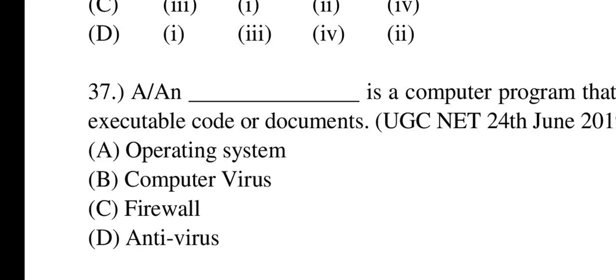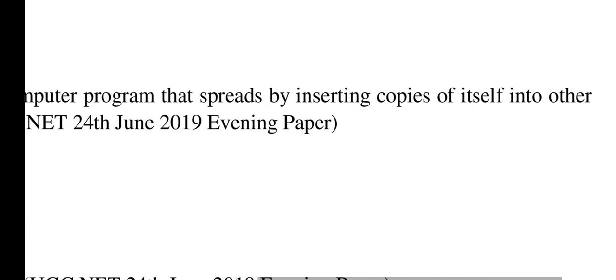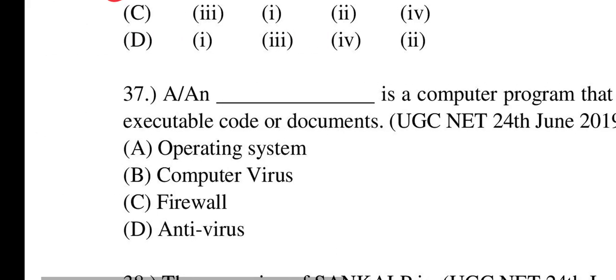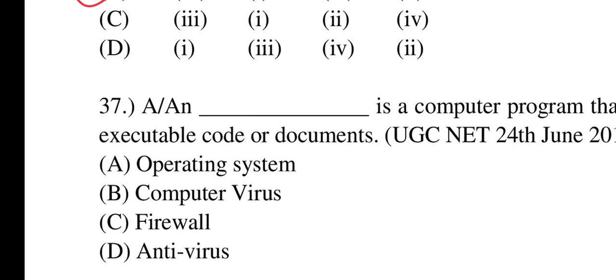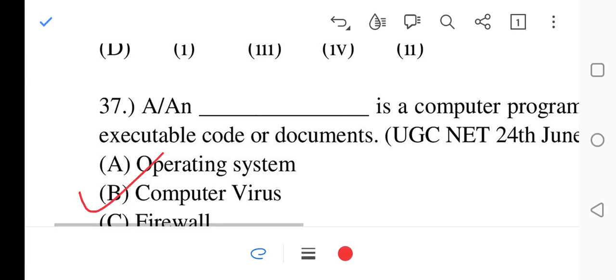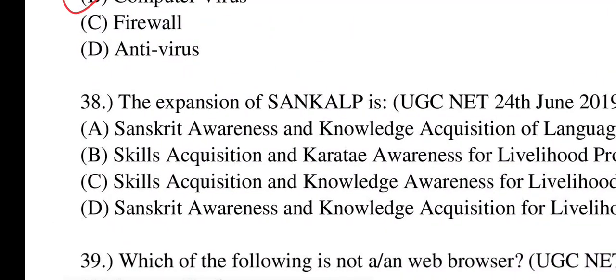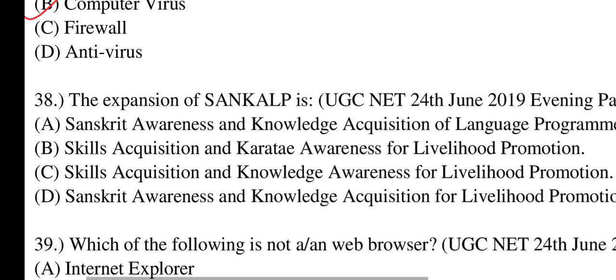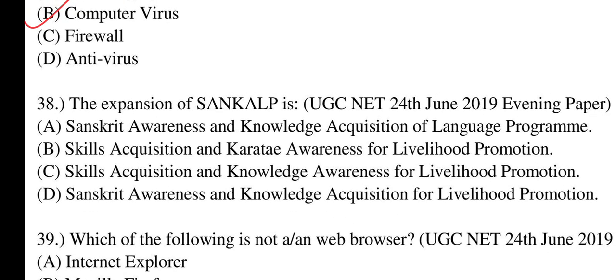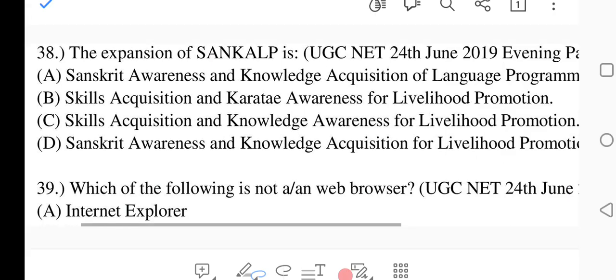37 is saying A slash N dash is a computer program that spreads by inserting copies of itself into other executable code or documents. A, B, C, D: operating system, computer virus, firewall, antivirus. 37, B will be correct, computer virus. 38, the expansion of SANKALP in bracket is what? A, B, C, D: Sanskrit awareness and knowledge acquisition of language program, skills acquisition and karate awareness for livelihood promotion, skills acquisition and knowledge awareness for livelihood promotion, Sanskrit awareness and knowledge acquisition for livelihood promotion.